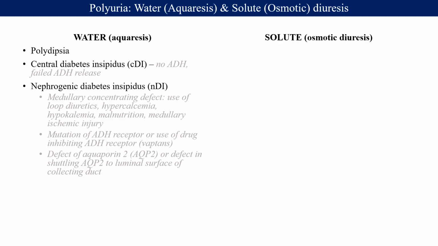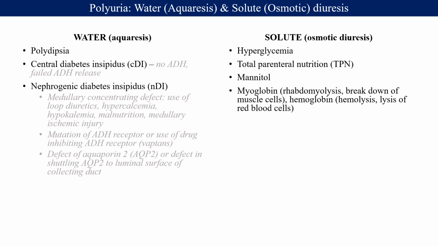Clinical examples of conditions and agents that can cause osmotic diuresis include hyperglycemia, seen in patients with poorly controlled diabetes mellitus, the infusion of hypertonic alimentation known as total parenteral nutrition, or commonly referred to as TPN, the infusion of the osmotic agent mannitol, or the excretion of myoglobin or hemoglobin from muscle or red blood cell breakdown respectively, or very high blood urea nitrogen seen during the recovery phase of acute kidney injury.